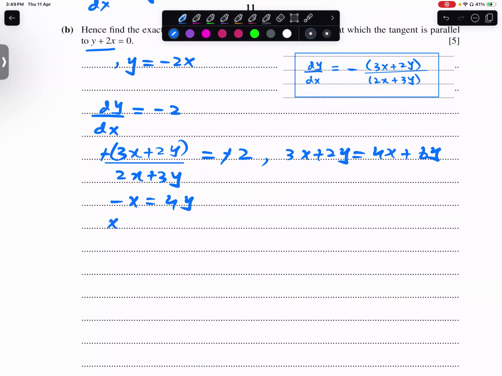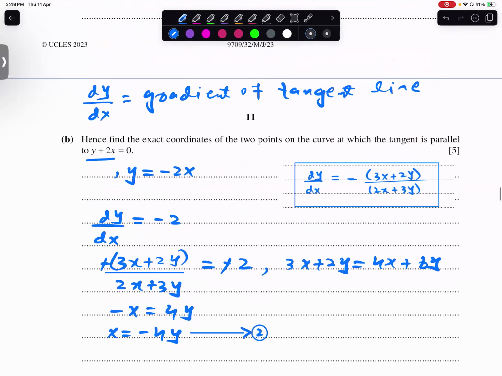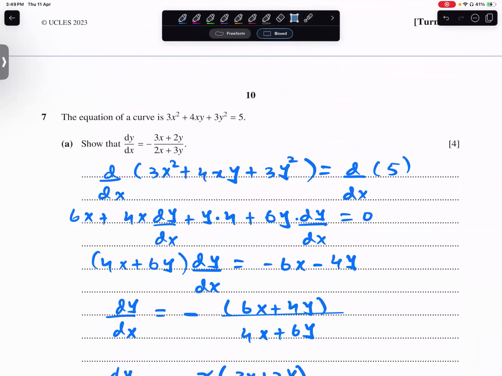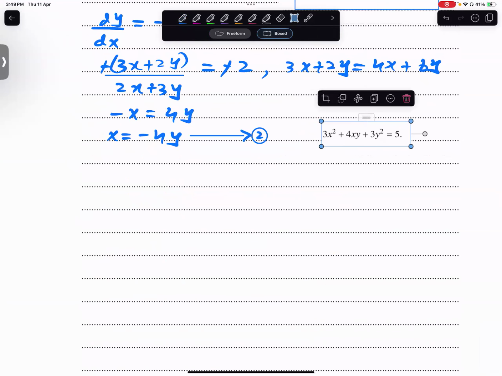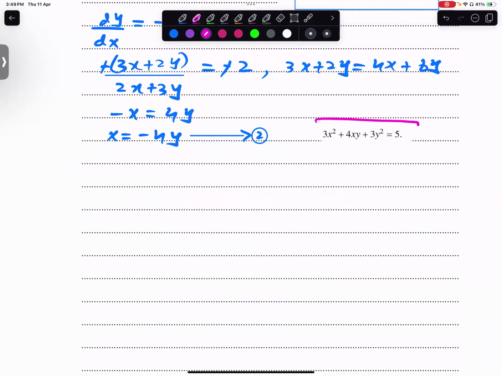So let's make x the subject. So x is equal to minus 4y. So student, this is a very important equation. Let's call it equation 2. And now you will solve these two equations, this equation and the equation given in your question. Let's write this equation here and put this value of x in the question.